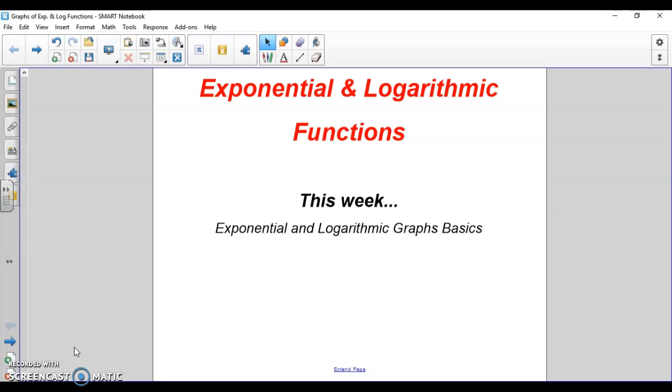Last week we finished up radicals. We looked at radical equations. That pretty much wrapped us up with that. We're moving on to exponential and logarithmic functions.